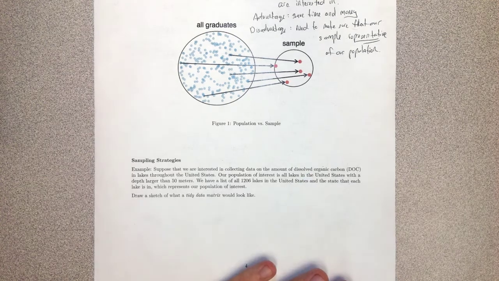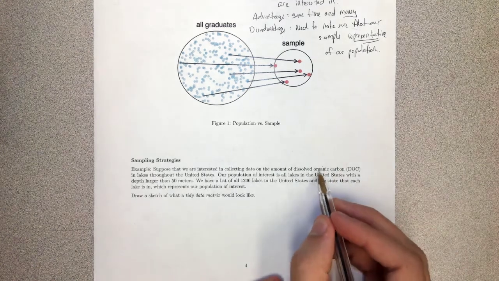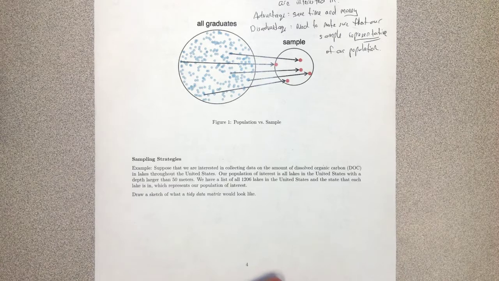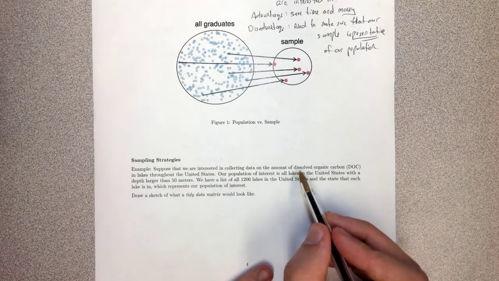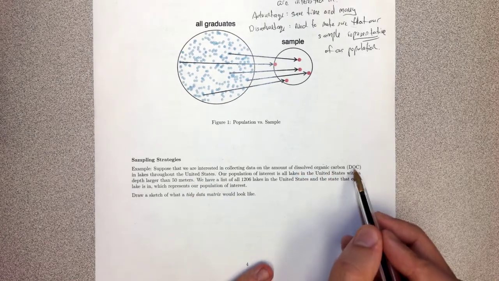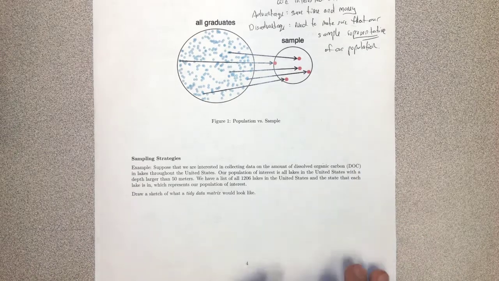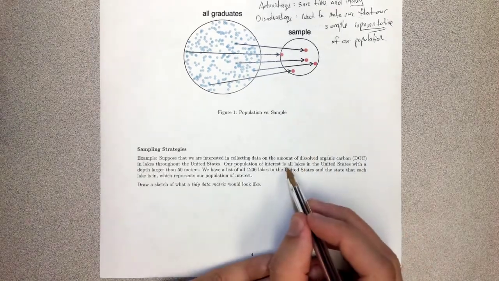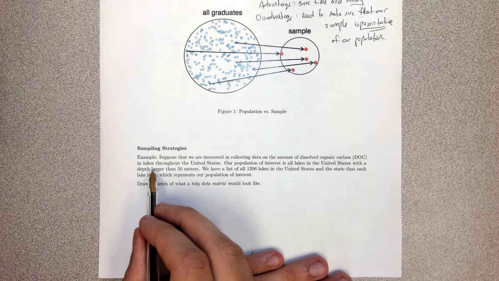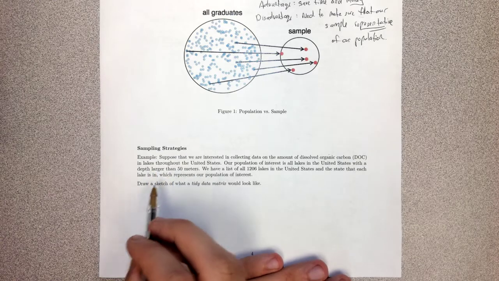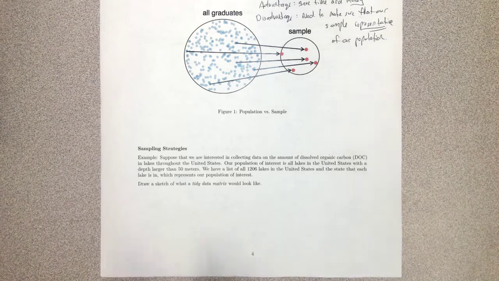dissolved organic carbon. Again, I'm not really a biologist, but I think it's some measure that's kind of associated with pollution. So if we're interested in seeing how polluted different lakes are in the United States, we might be interested in measuring this dissolved organic carbon, or DOC. In this case, our population of interest is going to be all lakes in the United States that have a depth larger than 50 meters. So we're kind of constraining ourselves to just lakes that have a certain depth.